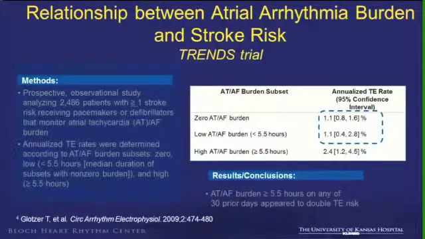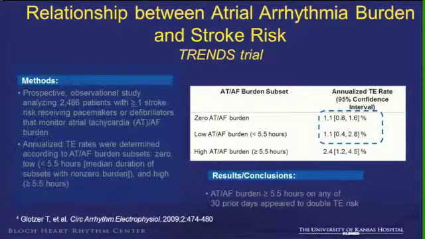This is the TRENDS trial, which came out a few years ago, looking at the relationship of atrial arrhythmias and stroke risk. Basically, it was an observational trial looking at patients who had more than one stroke risk factor and who had devices in place already, so pacemakers or defibrillators that could tell us whether they were having atrial arrhythmias. We all have that situation where we have device checks routinely and we see that patients have some atrial arrhythmia on their device check, and it's always a question of when we need to worry about it.